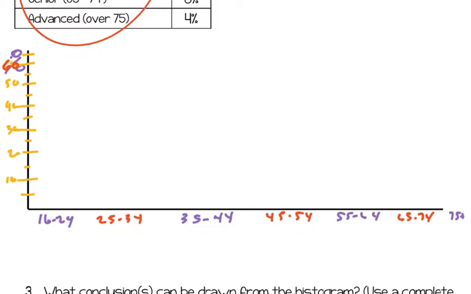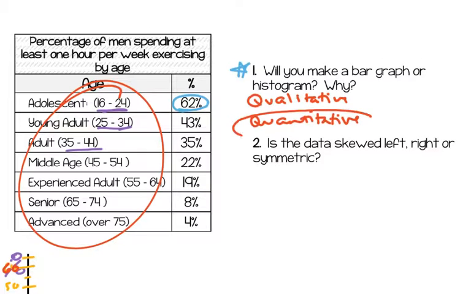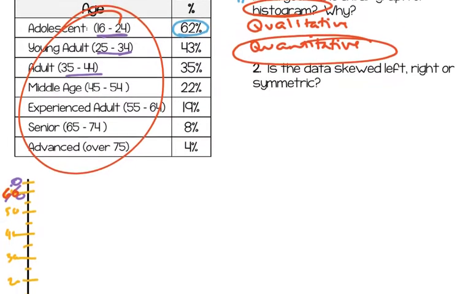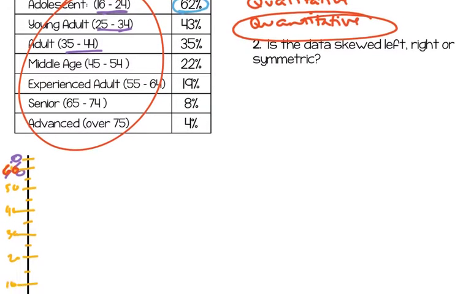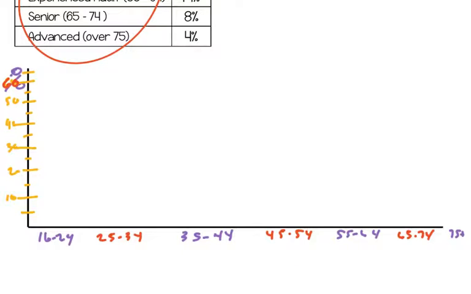Now because we've decided that this is numerical or quantitative, I'm going to make a histogram. And so that means my bars are going to be connected. Okay, so we're going to start out. So 62%. So I'm going to come over here and I'm going to find 60 and go a little bit above that and make a bar for 62%.